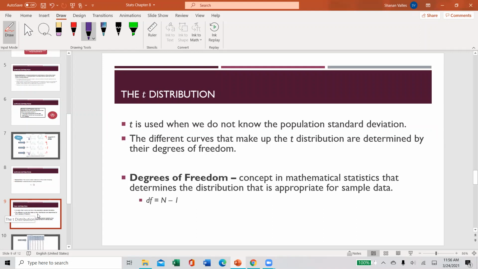So the T distribution, we use the T instead of the Z because we use it when we do not know the population standard deviation.